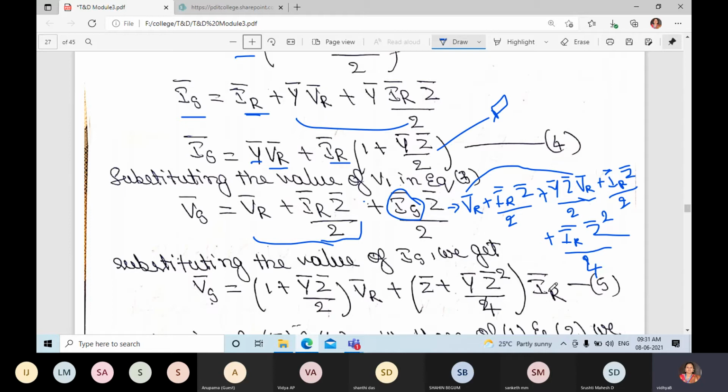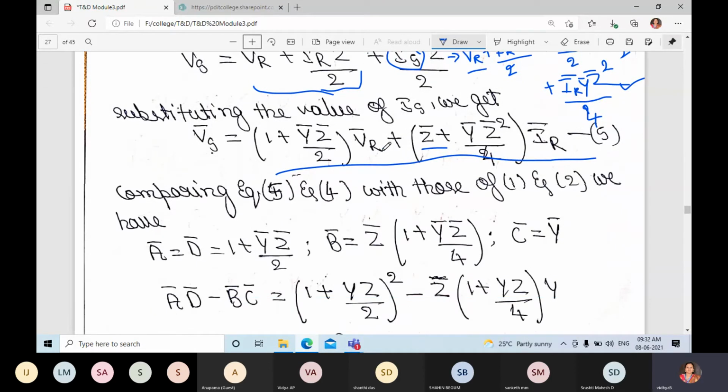So if we take common from this equation, here Z vector plus Y vector into Z square divided by 4. I have not written Y here, Y vector. When you take out common VR, then 1 plus Y vector Z vector divided by 2. Just take out common VR and IR so that you will get equation 5. You can observe this is in the standard form.